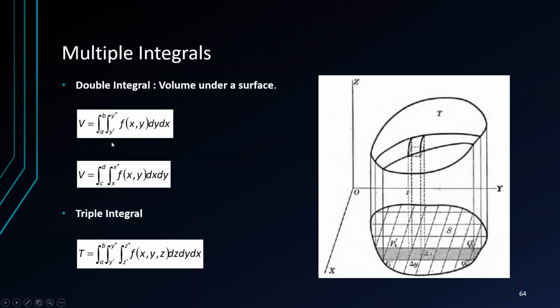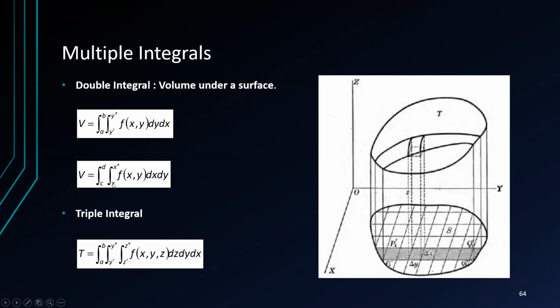So volume is equal to the integral of the function of x, y, dy, dx. The limit of dy is y prime to y double prime, and the limit of dx is a and b. The inner one you integrate first, then after you integrate that, the outer one. Same here. The volume is the integral of a function of x and y dx, so its limit is x prime to x double prime, and dy, c to d.